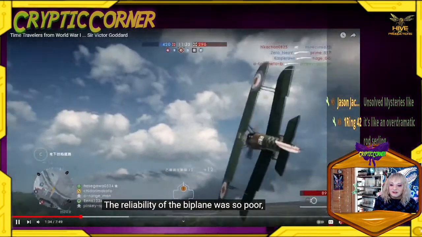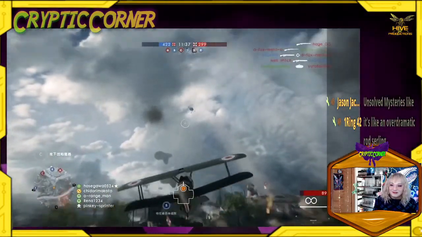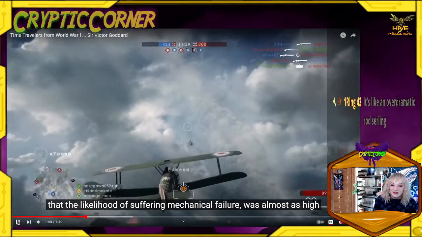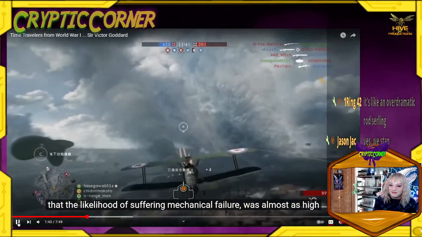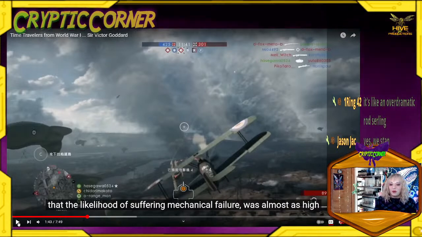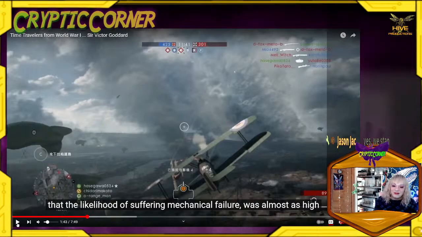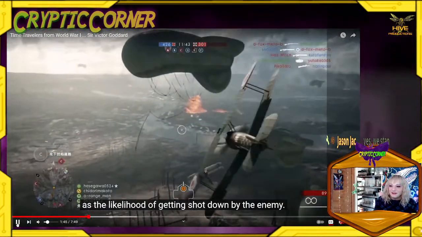The reliability of the biplane was so poor that the odds of suffering mechanical failure was almost as high as the odds of getting shot down by the enemy.